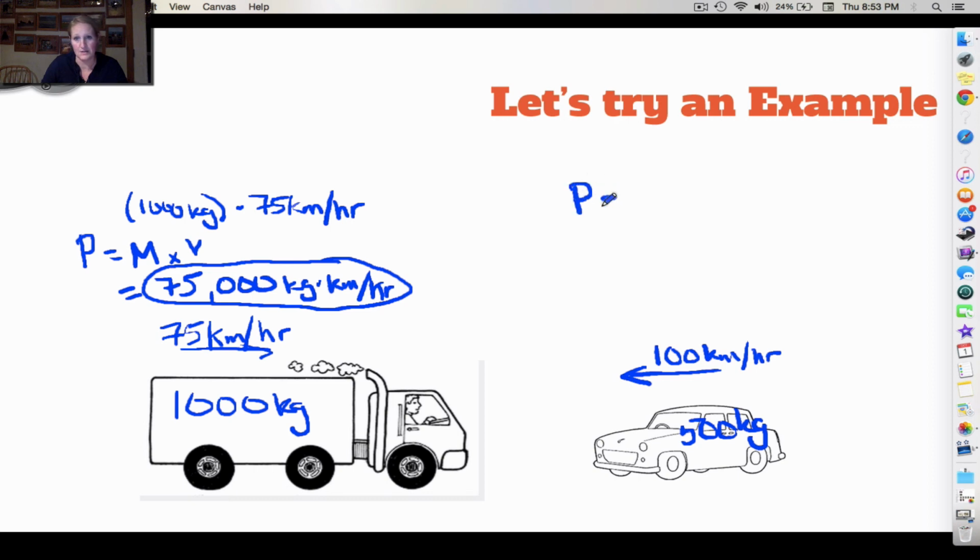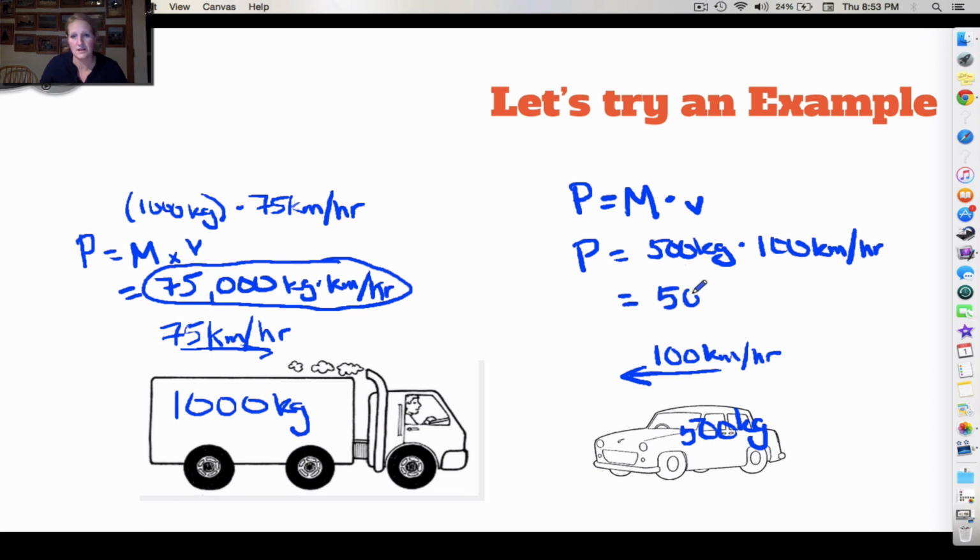So to line it up a little bit better, momentum is equal to mass times velocity. So the momentum is going to be 500 kilograms times 100 kilometers per hour. When you do the math, multiply 500 times 100, we get 50,000 kilograms per kilometer per hour.